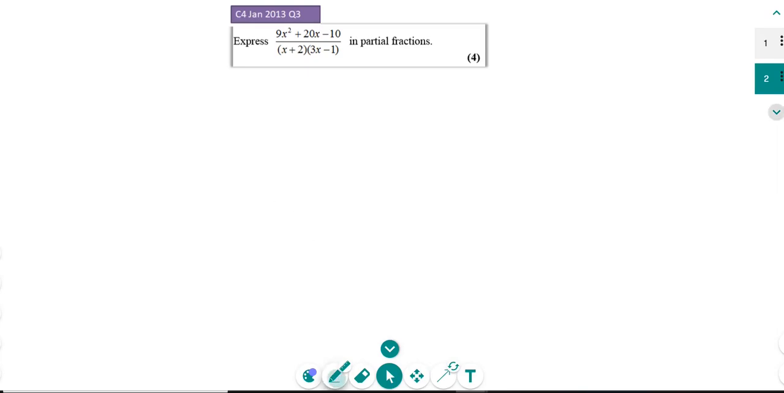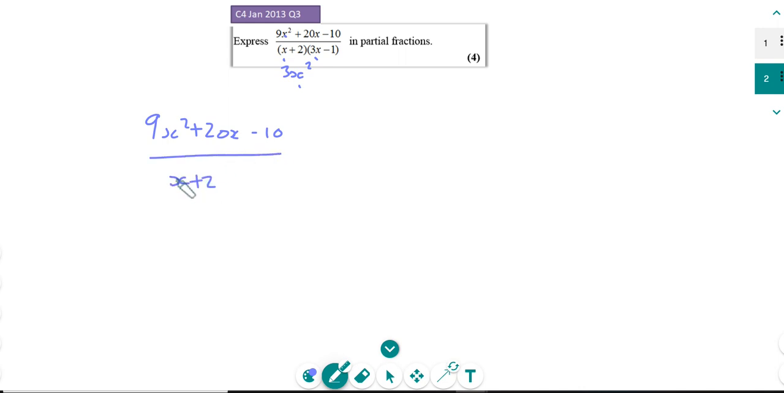Your turn example now. The your turn example is 9x squared plus 20x minus 10, all divided by x plus 2 multiplied by 3x minus 1. So the first thing I'm going to do is think about how that would give me 3x squared. So 9x squared, 3x squared, you can do this for the two largest terms, gives me the idea of 3 already.